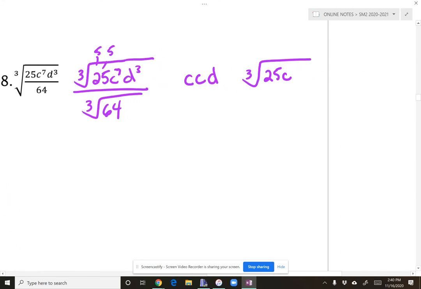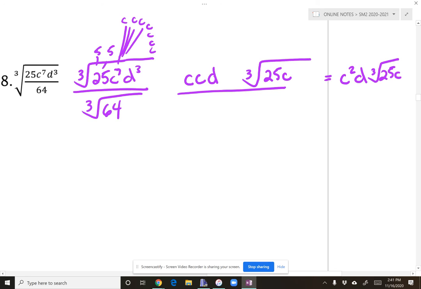Okay, so the better way to write that would be C squared D over the cube root of 25C. Okay, if it helps you to go C, C, C, C, C, C, that's okay. I'm okay with that, but you don't need to if you understand that you're figuring out how many groups, okay?